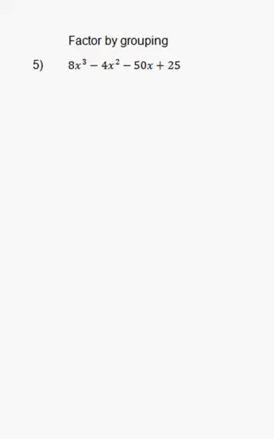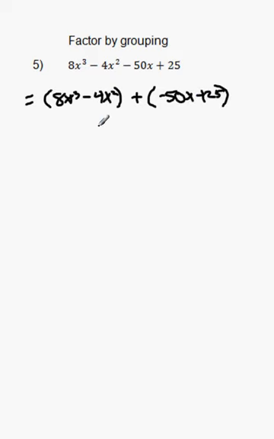In this particular problem, what we're doing is we're going to factor by grouping. So the very first thing we're going to do, our first step, is to group this expression. So we are going to take the 8x cubed minus the 4x squared, place them in one group, and then place the negative 50x plus the 25 in the other group.